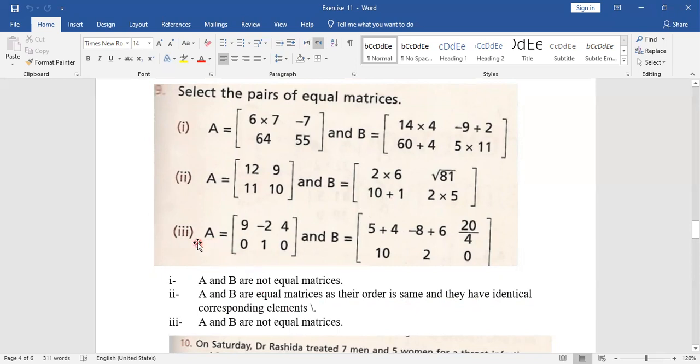Now part third, A is 9, minus 2, 4, 0 and 0, 1 and 0. Now see 5 plus 4 is 9, minus 8 plus 2 is minus 2, and 20 divided by 4 is 5. So what is the difference? There is 4 and there is 5. There is 10 and there is 0. So A and B are not the equal matrices.